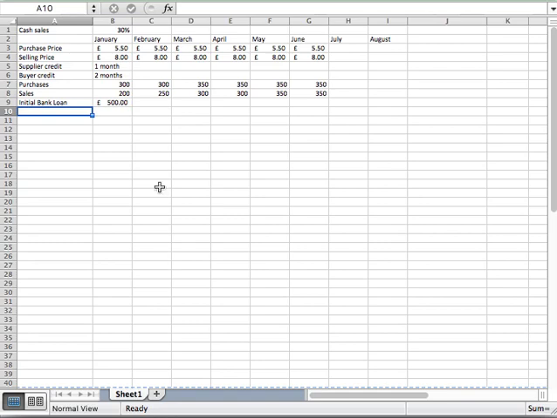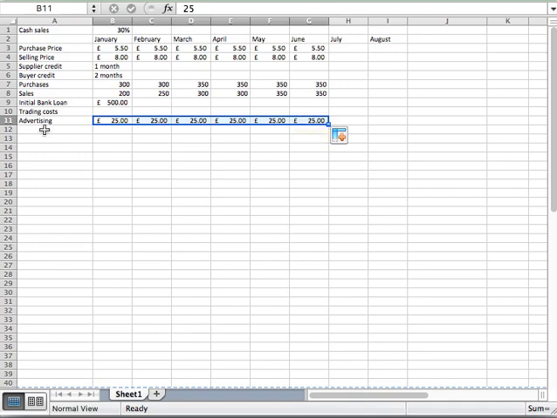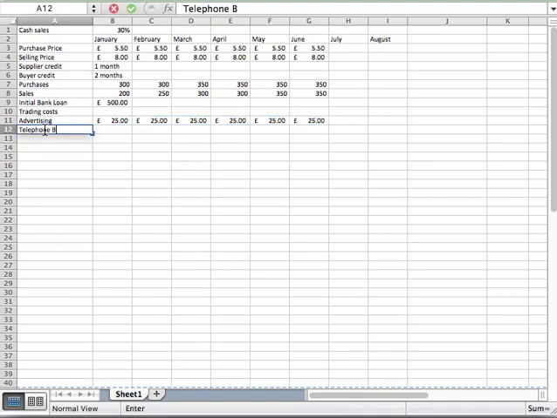Then we've got some trading costs. The first one is advertising at £25 per month. Let's copy that across to all 6. We have the telephone bill, and this is £75 per quarter, paid in March and 75 in June. Make those money as well.